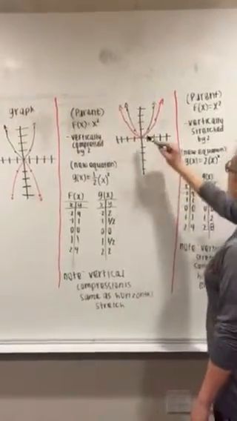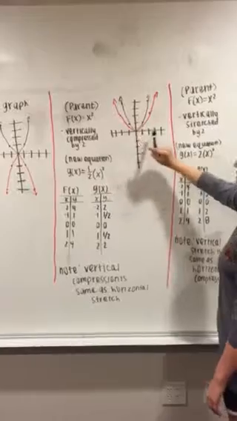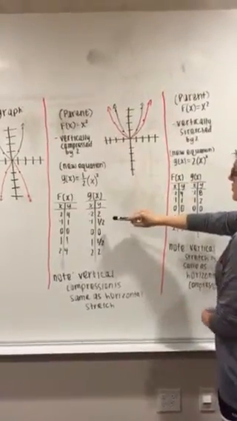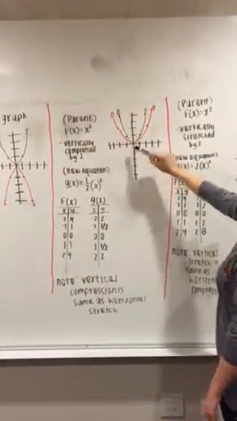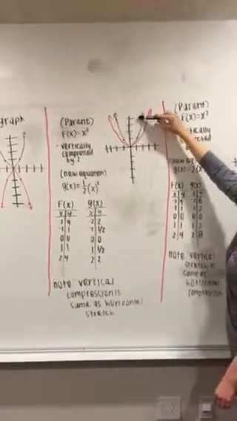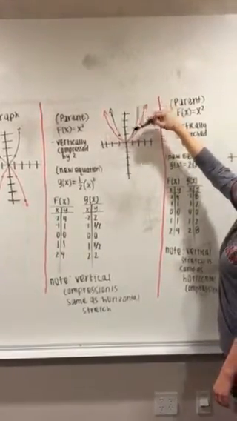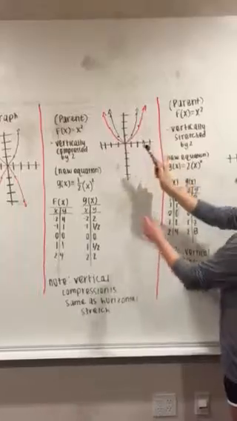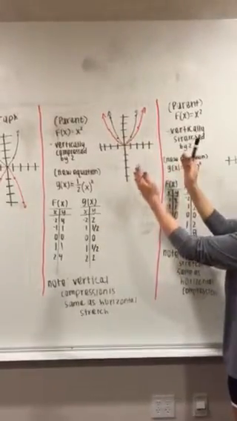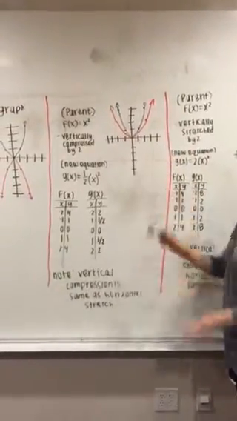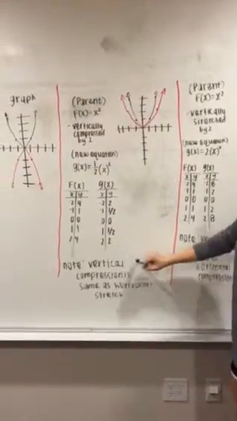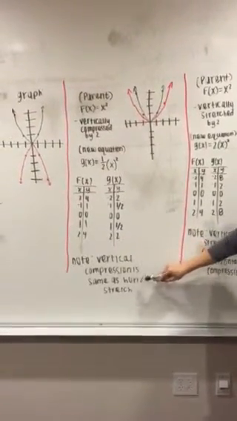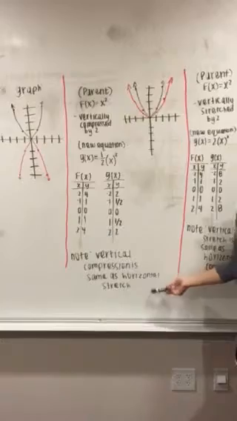And so the way we graph that is you just look at the points and follow along. As you can tell, the black is the parent function and the red is the new function. You can see that it's getting wider because we're compressing it. And you want to note that vertical compression is the same as horizontal stretch.